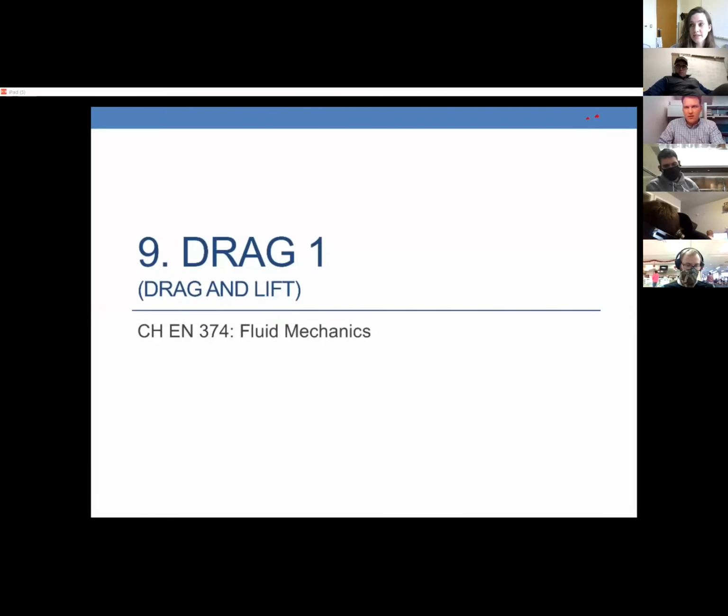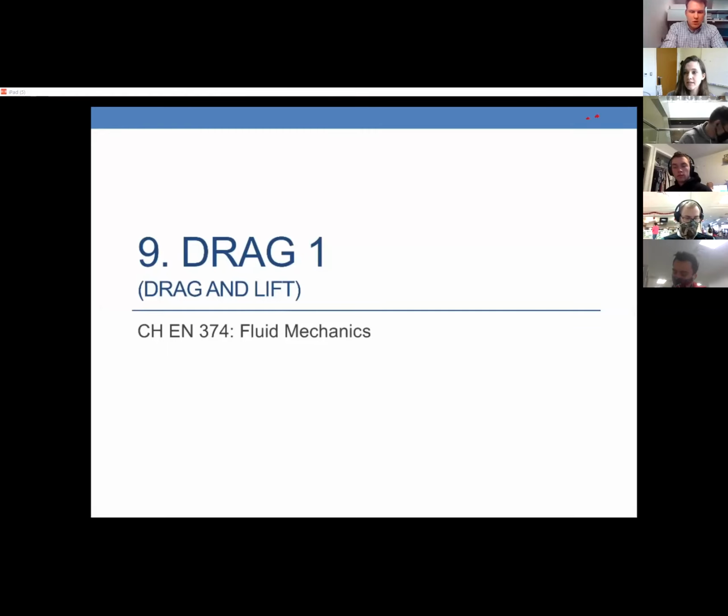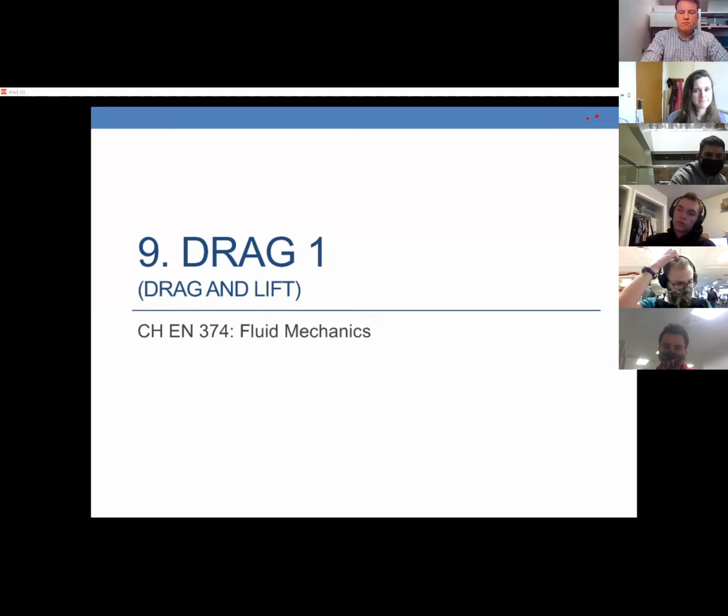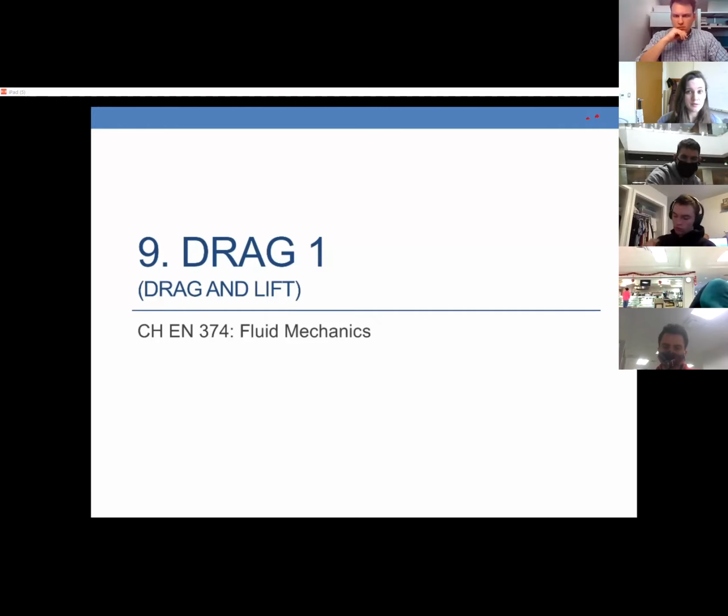Today, we're going to talk about drag, and we talked about drag a little bit last week because we talked about dimensional analysis and how that helps us figure out the drag on objects using a wind tunnel and a small model. But now we will talk about drag in more depth.